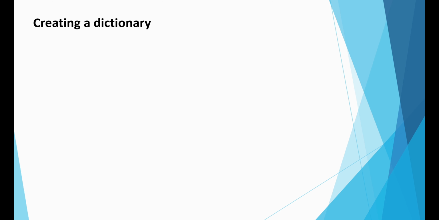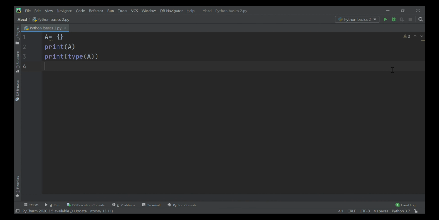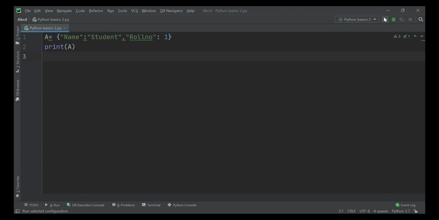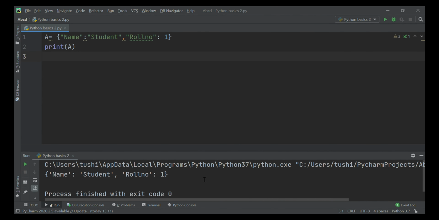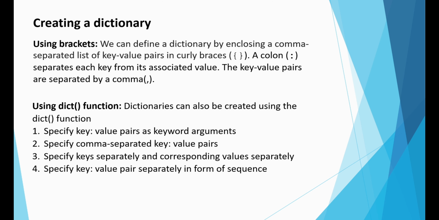Let us now take a look at how to create a dictionary. We can define a dictionary by enclosing a comma-separated list of key and value pairs in curly braces. A colon separates each key from its associated value. The key and value pairs are separated by a comma. We have created an empty dictionary using the braces, and when we check the type, we can see in the output that it shows us the dict type, that is, dictionary. Here we have given key and value pairs in the dictionary, and when we print it, it prints the entire content of the dictionary.